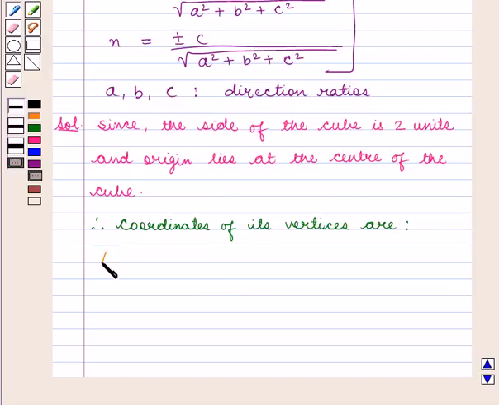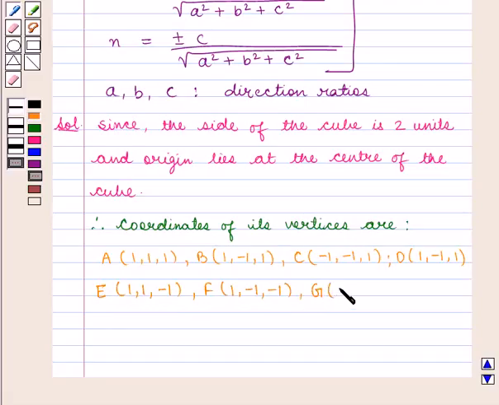point A with the coordinates 1, 1, 1, point B with the coordinates 1, minus 1, 1, point C with the coordinates minus 1, minus 1, 1, point D with the coordinates 1, minus 1, 1, point E with the coordinates 1, 1, minus 1, point F with the coordinates 1, minus 1, minus 1, point G with the coordinates minus 1, minus 1, minus 1, point H with the coordinates minus 1, 1, minus 1.